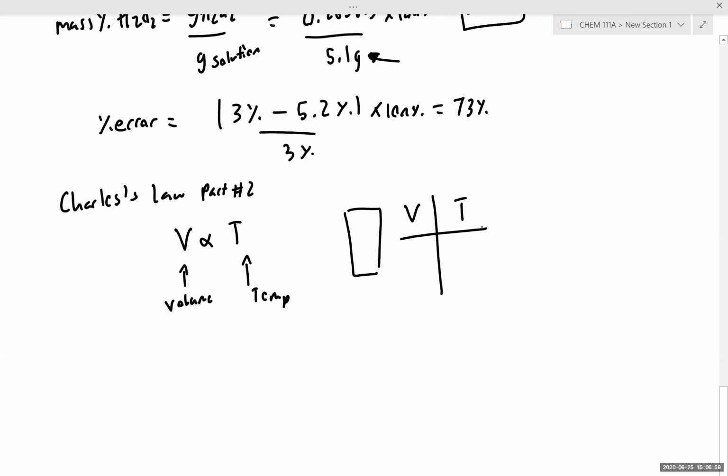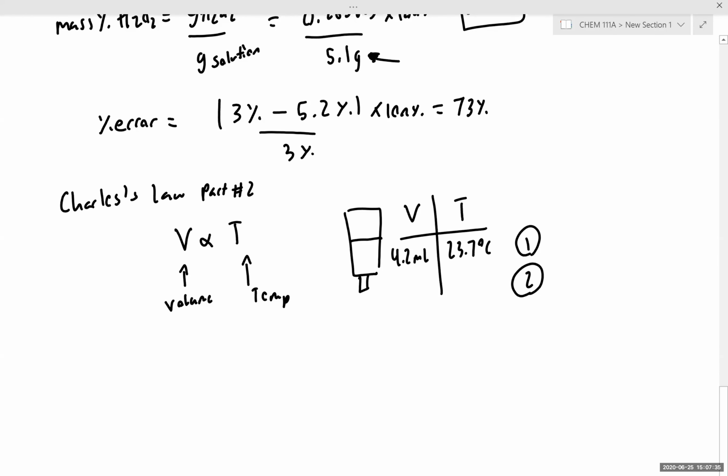So in this experiment, we took a syringe and we recorded the volume at 3 different temperatures. So at room temperature, what was the temperature at room temperature? What was our first reading? Looking through our data, I'm going to need your help on this one. 23.7 degrees Celsius, okay. And what was the volume roughly? 4.2 milliliters. Okay.